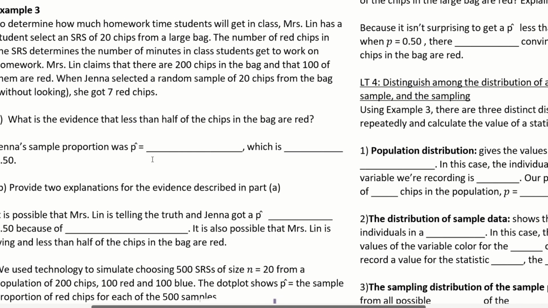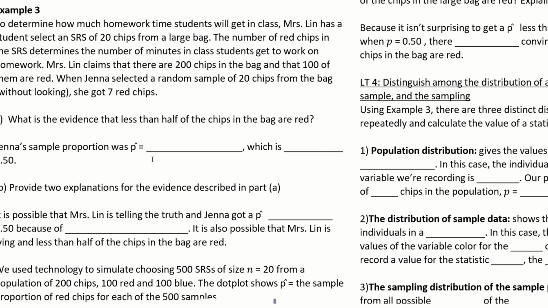Mrs. Lin has a student select a simple random sample of 20 chips from a large bag. The number of red chips in the simple random sample determines the number of minutes in class students get to work on homework. Mrs. Lin claims that there are 200 chips in the bag and that 100 of them are red. When Jenna selected a random sample of 20 chips from the bag without looking, she got 7.